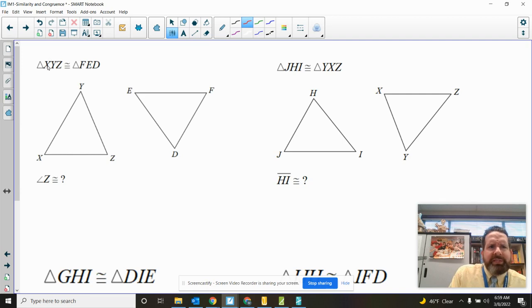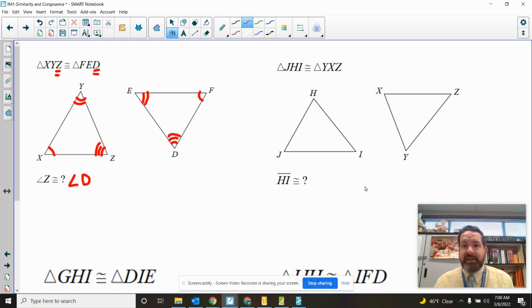I know that if this triangle goes XYZ to FED, that angle X has to be the same as angle F because they're both in the first spot. Angle Y has to be the same as angle E. Angle Z has to be the same as angle D. So because we know the order of the letters matters, we can use this statement to figure out what matches up with what. That's actually pretty cool. So to answer this question, angle Z is congruent to which other angle? Well, Z is in the third spot, D is in the third spot, so it's going to be angle D.